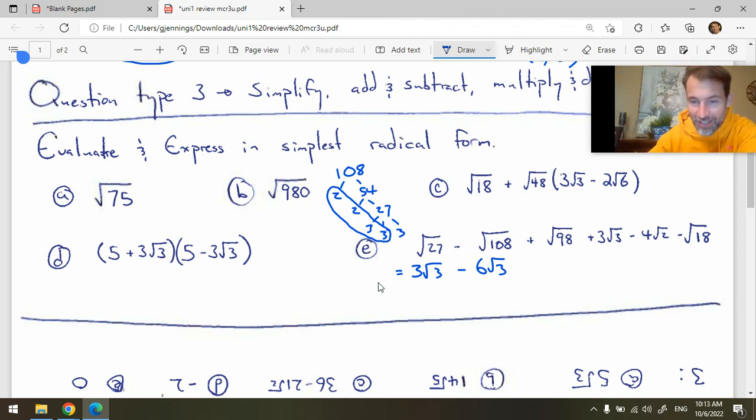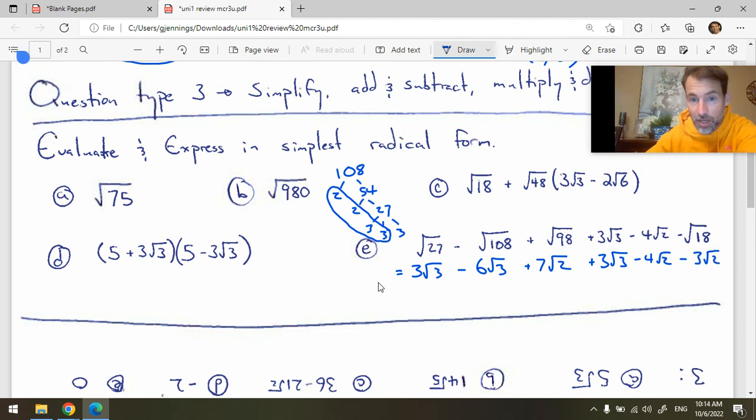Square root of 98. Okay, well, I see that there's a 49 in there, and it's multiplied by 2. So the 2 is going to stay inside there. The 7 jailbreaks. 7 root 2. Okay, 3 root 3 plus 3 root 3. That can't be simplified. Minus 4 root 2. Minus the square root of 18. I think we've seen that before today. That's minus 3 root 2.